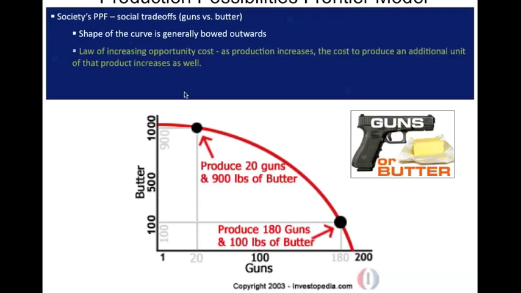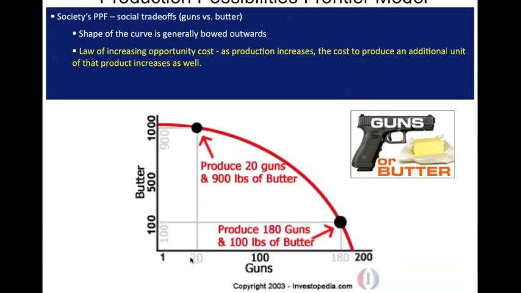The reason for this is what we call the law of increasing opportunity costs. What that means is that as I produce 1 unit, or in this case 20 units of one product, I actually end up giving up more and more and more of the other product. Think about it. If we're better at producing butter, then that must mean it's easier to produce butter. So in the first 20 guns that I produce, it costs me 100 butter. The next 160 guns I produce, or if I'm producing a total of 180 guns, it's costing me 900 butter.